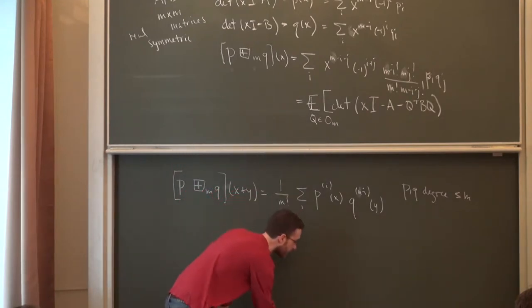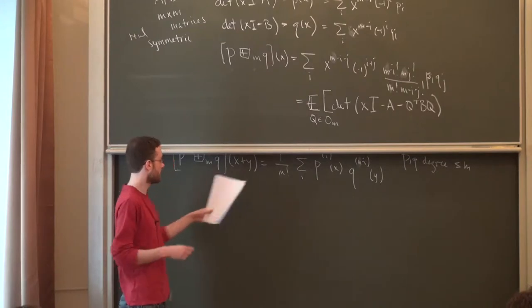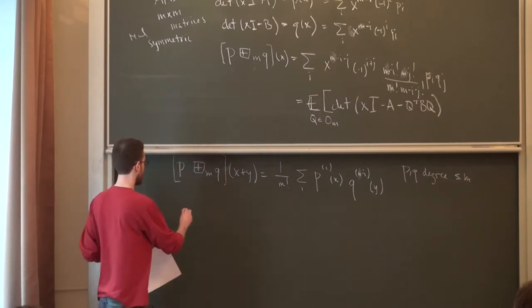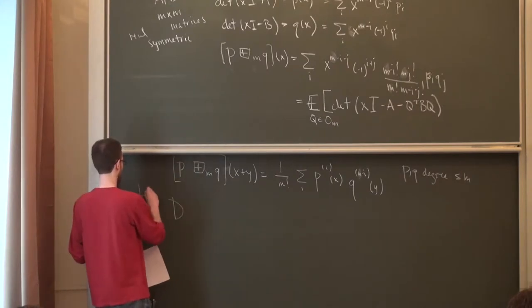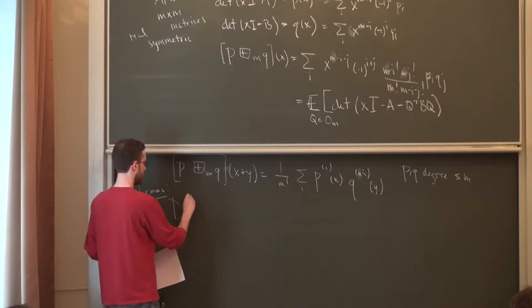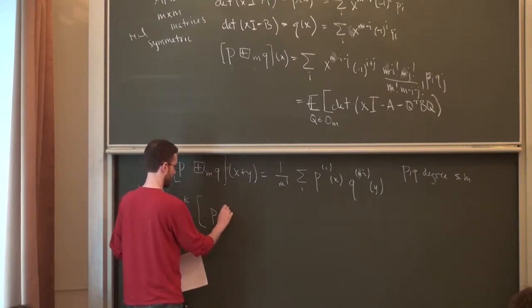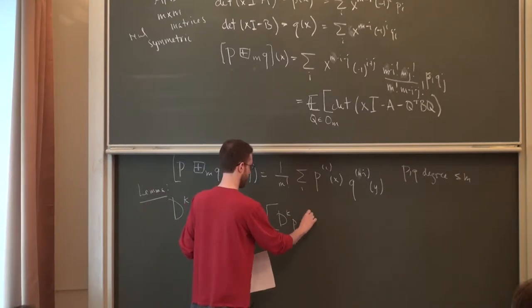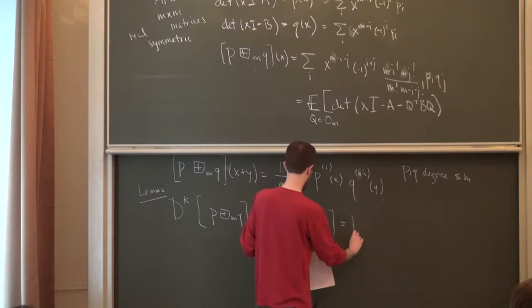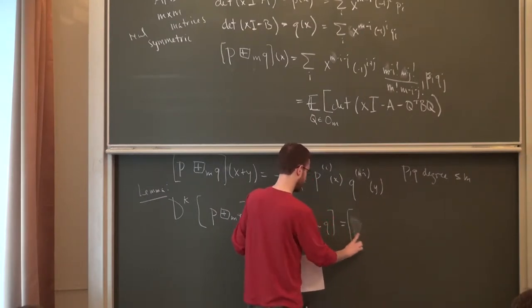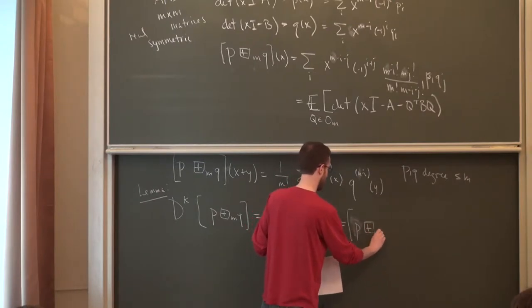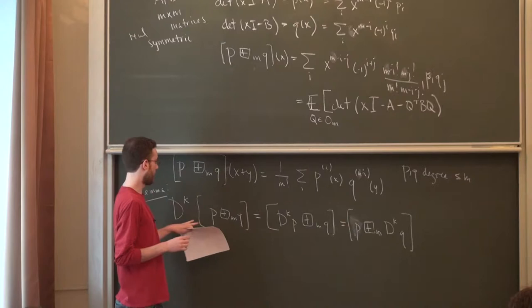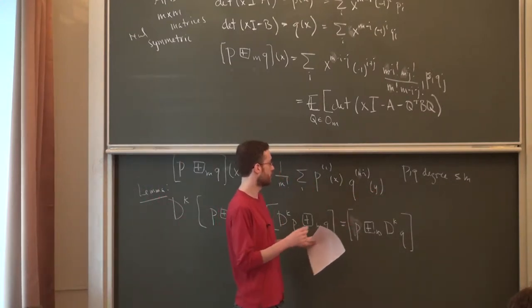And the thing that you can get from this form is that this convolution commutes with respect to the differential operators. So in particular, here's a lemma. D to the k of the convolution of p and q equals D to the k p convolved with q, which equals p convolved with D to the k q. And this depends on p and q being degree less than or equal to m.